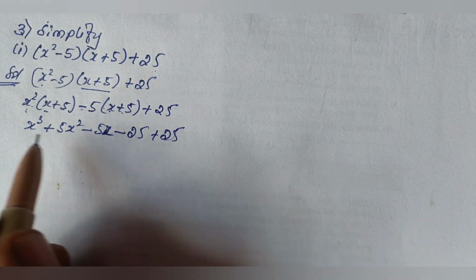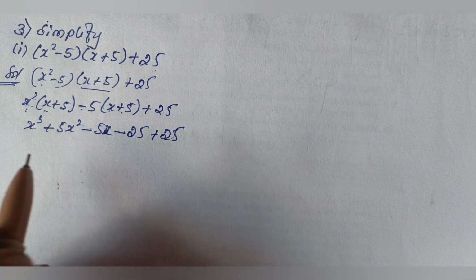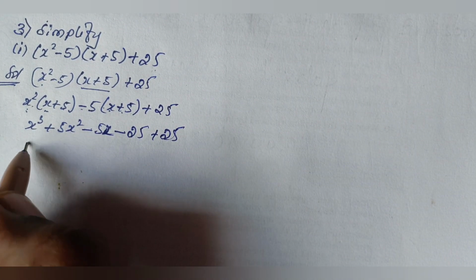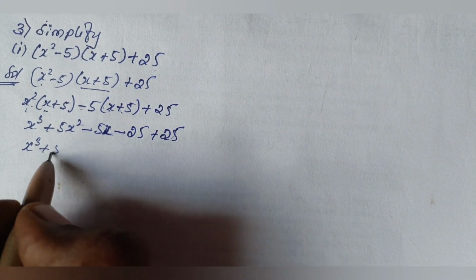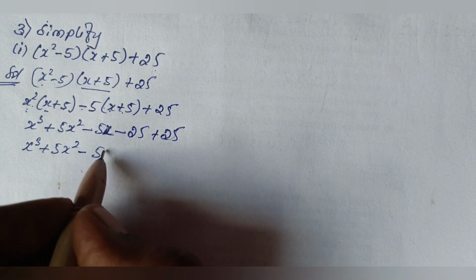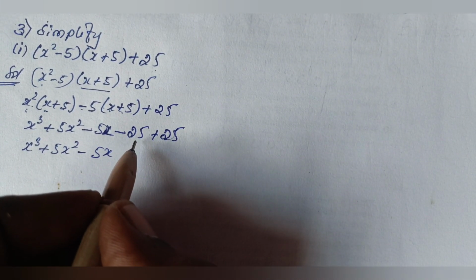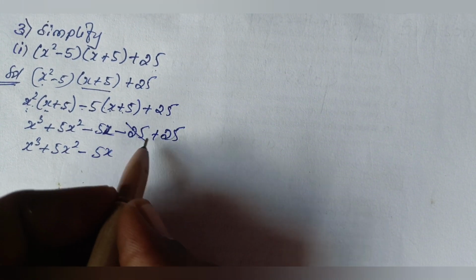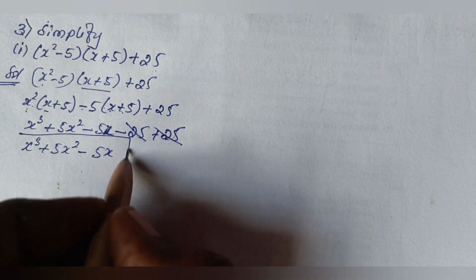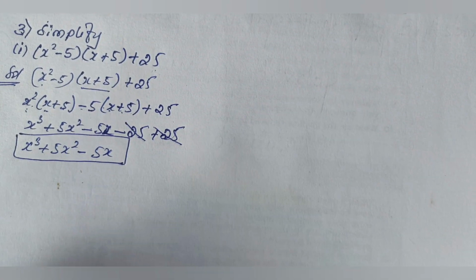Now we have simplified, we have multiplied. Now we can simplify this. Here x cube plus 5x square minus 5x, this plus 25 minus 25 gets cancelled. So the answer remains, this is the final answer.